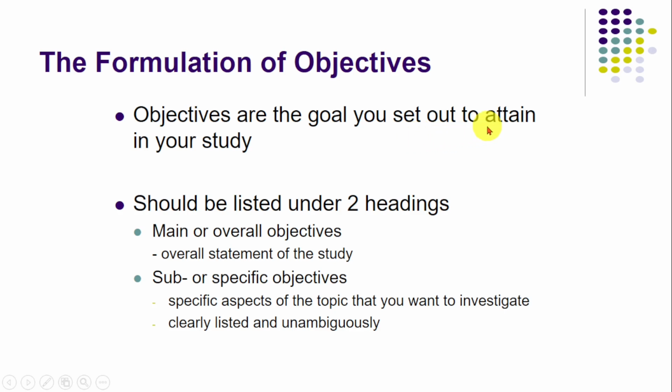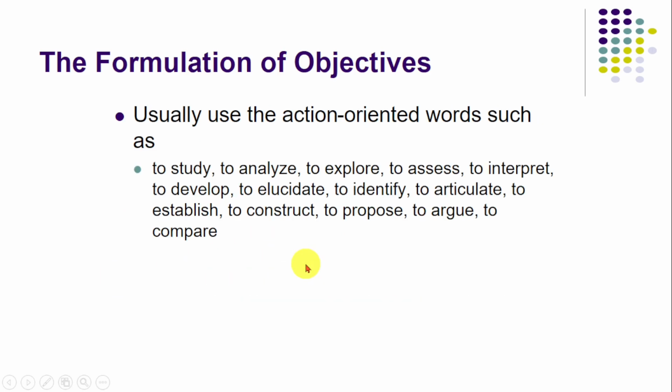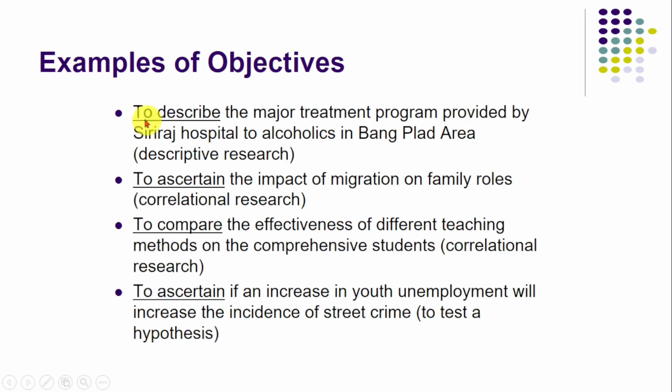The goal you set to attain in your study should be listed under two headings: main goal and sub goal. Formulating objective. In objective, as I have already discussed, you should also keep these words in mind, whether you are to study, to analyze, explore, assess, interpret, develop, elucidate, identify, articulate, establish, construct, propose, and argue and compare.